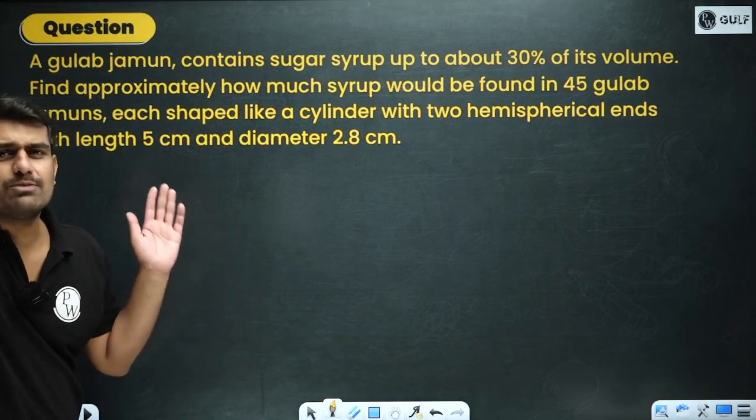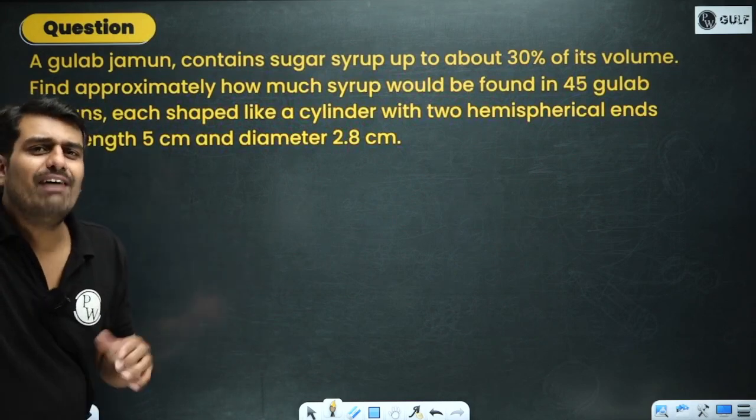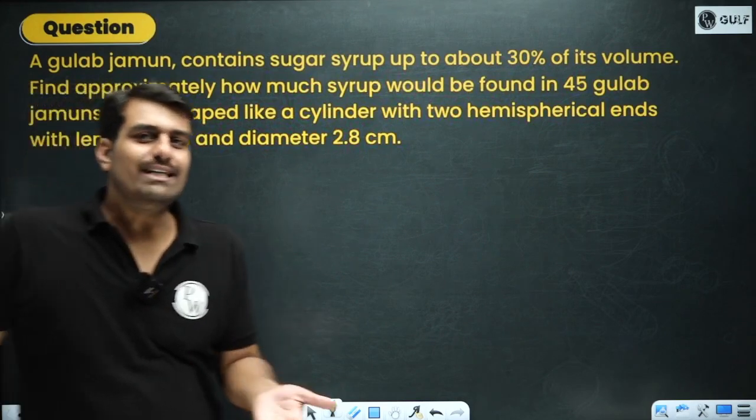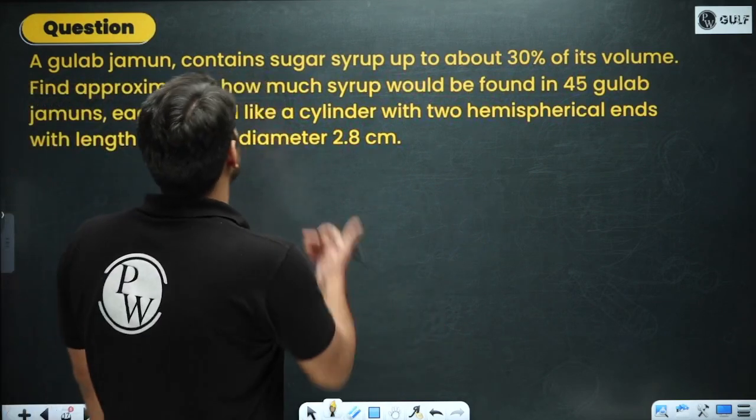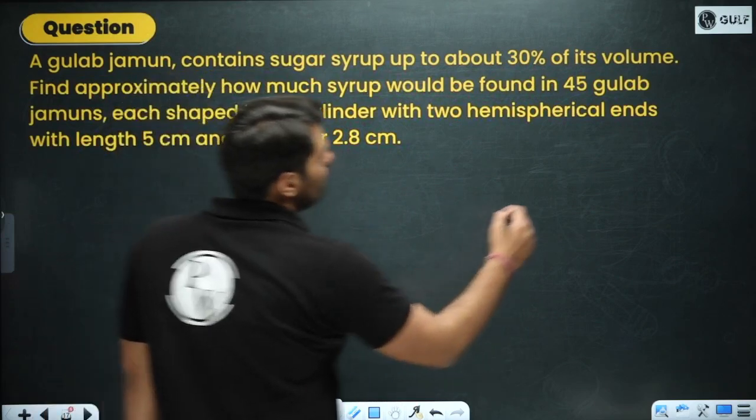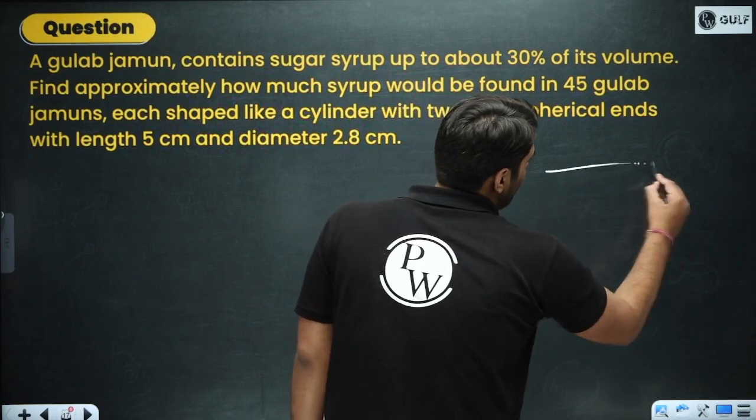What's so special about this problem, sir? Along with the volume, they have added one more concept. Many of you like sweet, so let's end on a sweet note. We have a gulab jamun, and the gulab jamun is in the shape which I would like to draw over here, because many of you would be confused about why they are of this shape.